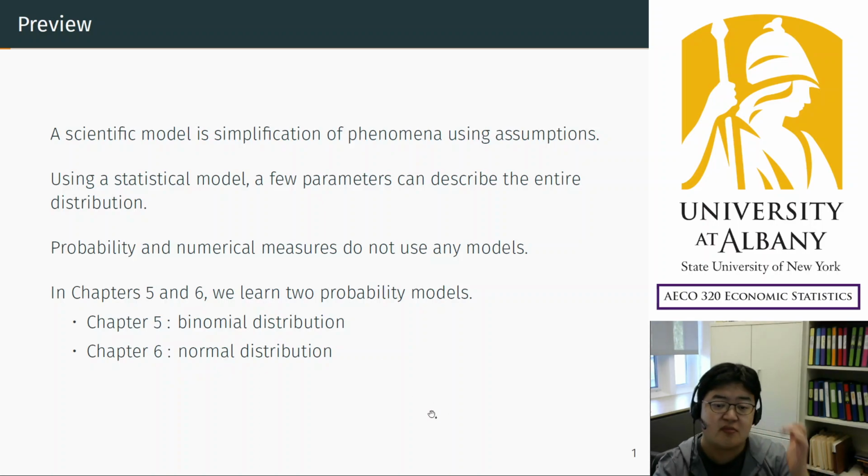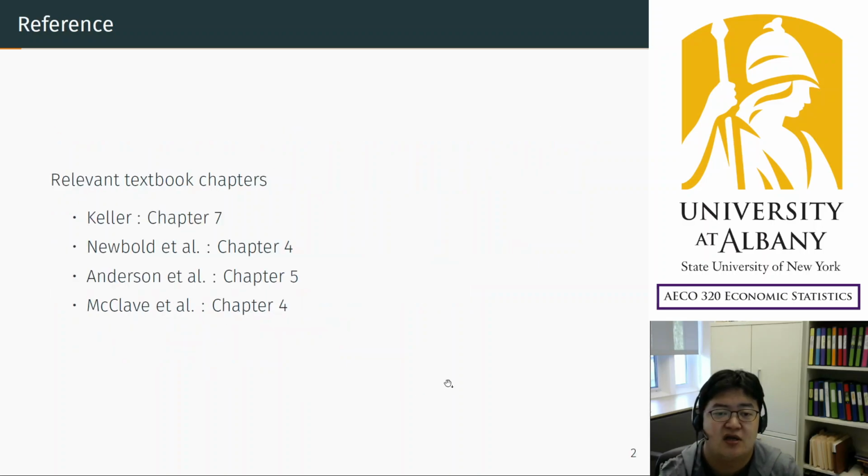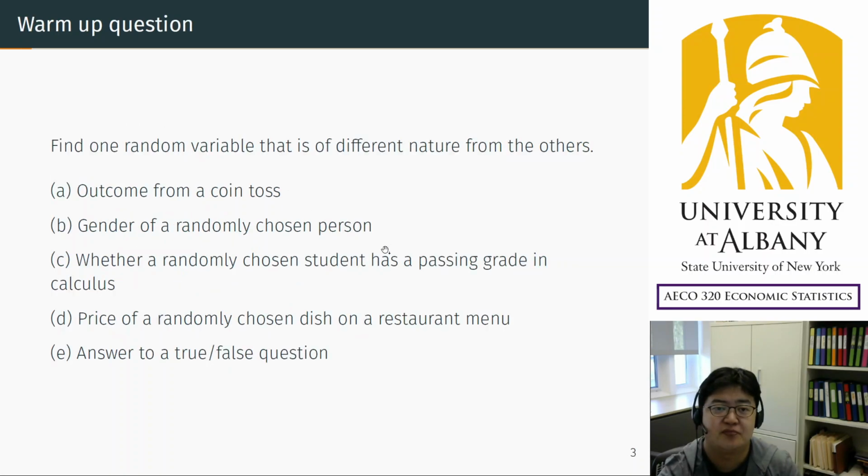Of course, there are many more models, and all of them are important, but I'm not going to introduce all of them. If you are interested, you may look up the textbook. Here, the textbook chapters are given this way. So the keyword is binomial distribution.